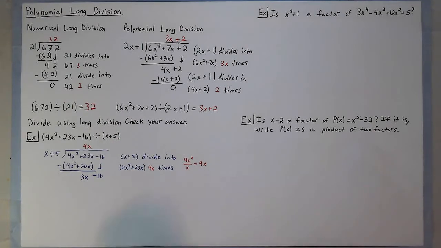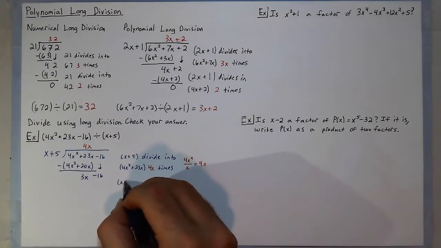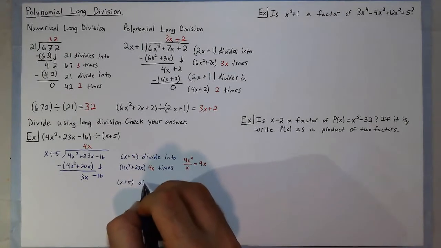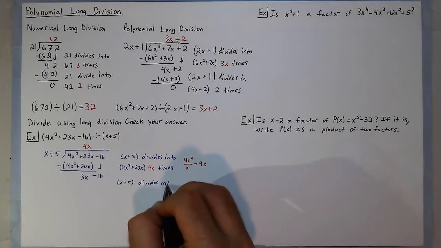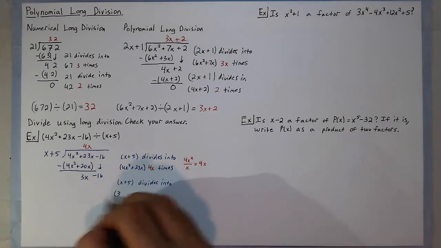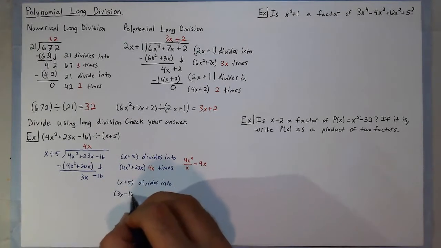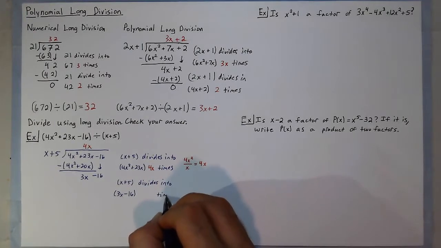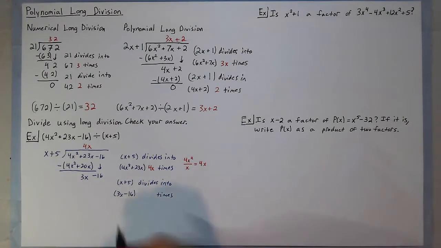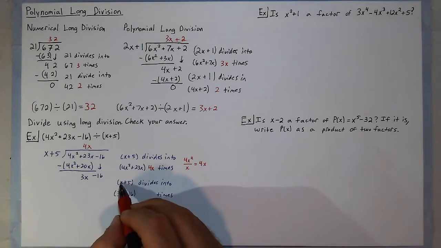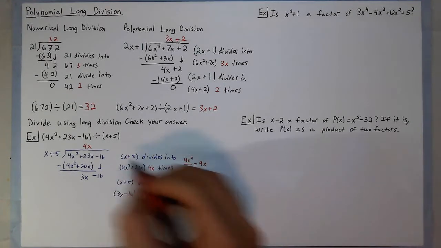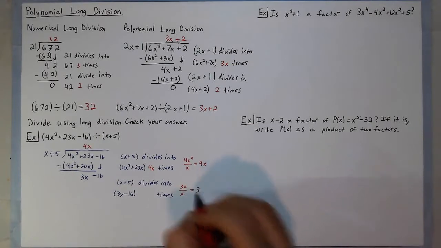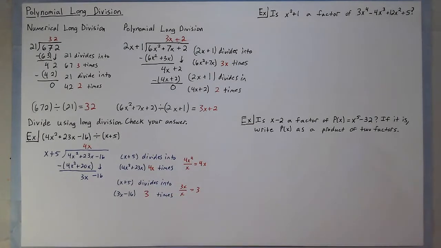And again, now I'm asking myself, x plus 5 divides into 3x, the next two terms, 3x minus 16, how many times? You do it the same way. 3x divided by the x is what you're looking at, those leading terms. That gives you 3, so it would divide into it 3 times.